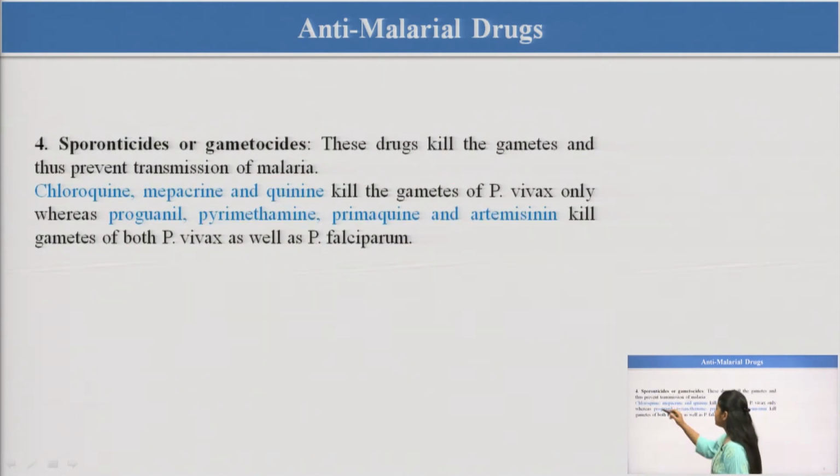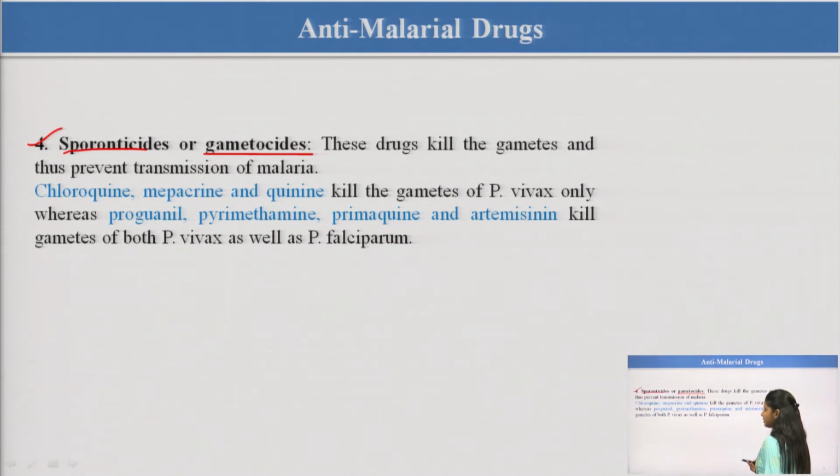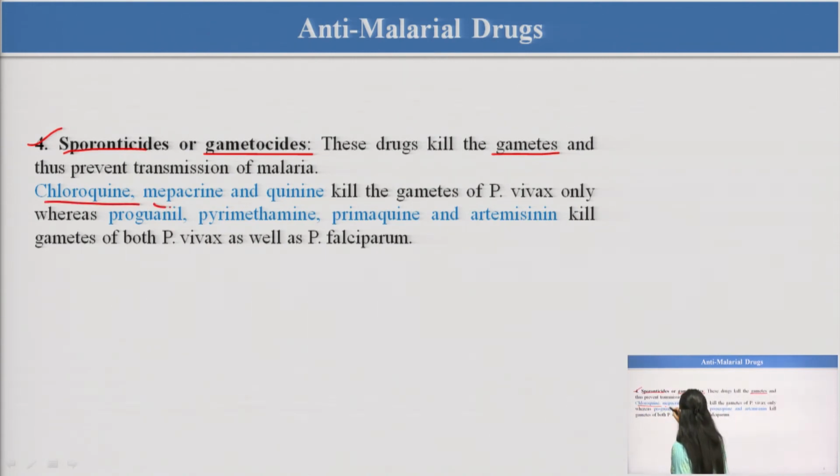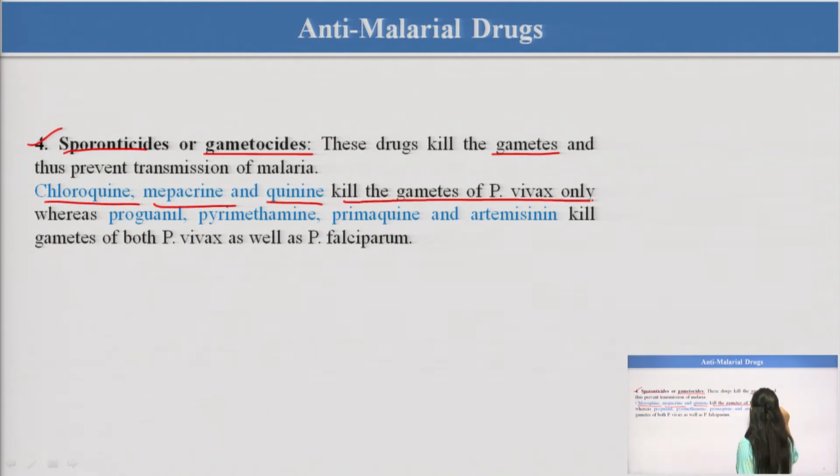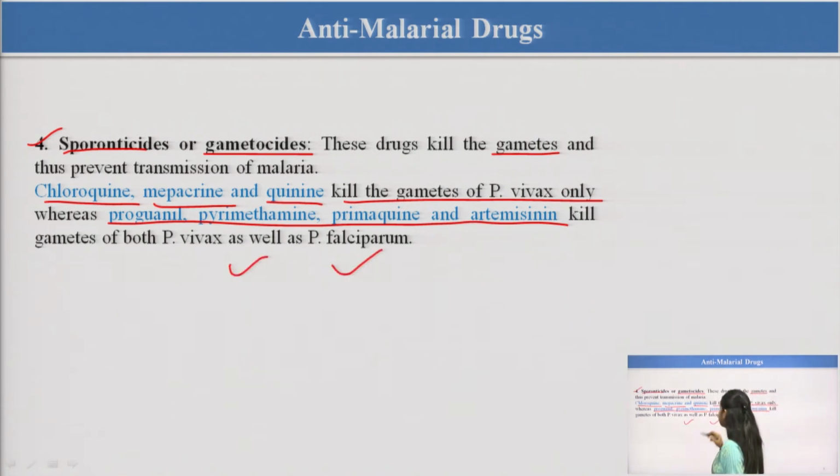Now, see, fourth is the sporonticides and gametocides. So, when these gametes are formed in the human, at that time we are preferring some drugs, and these drugs will inhibit the formation of these gametes, and ultimately they will prevent the transmission of malaria. So, drugs such as chloroquine, mepacrine, quinine, they can kill the gametes of Plasmodium vivax, whereas proguanil, pyrimethamine, primaquine, artemisinin, they can kill the gametes of vivax as well as falciparum.